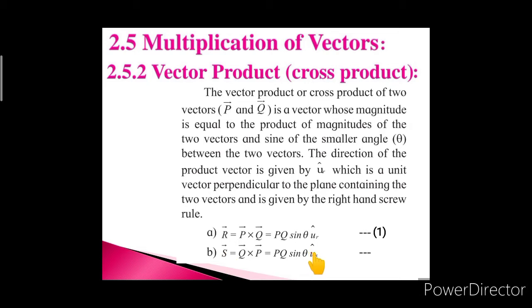is given as US cap, which is a unit vector of the vector S whose direction is perpendicular to the plane containing these two vectors, vector Q and vector P. So vector S is equal to vector Q cross vector P is equal to PQ sin theta US cap. Give it equation number 2.